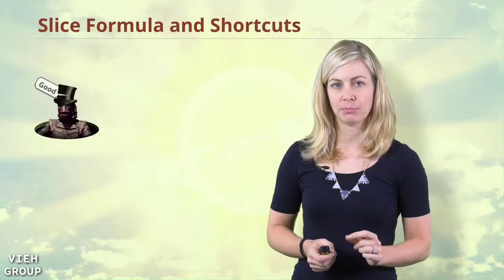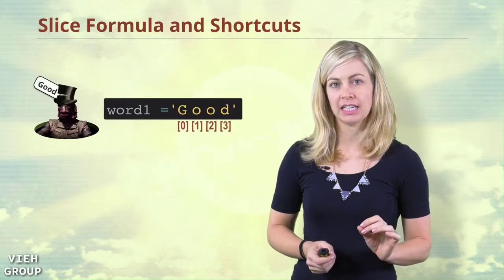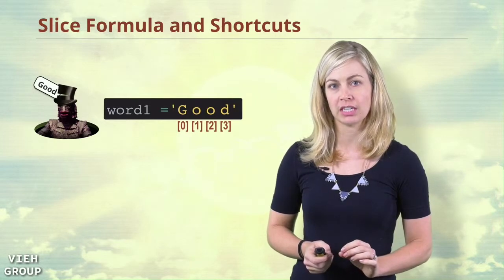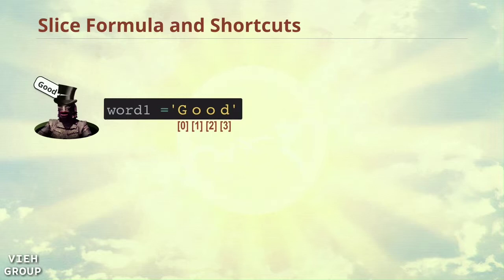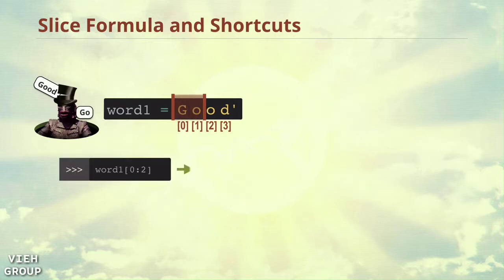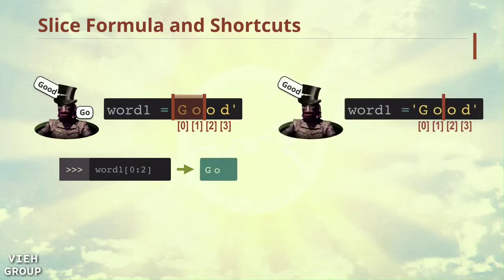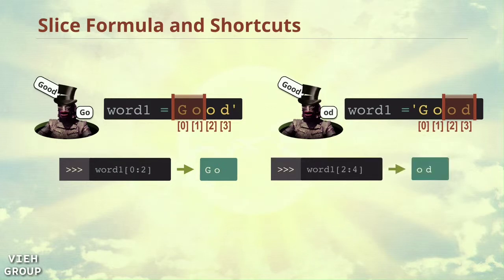Looking at some more examples, given the word good, the slice from index 0 to 2 returns the string GO. You can think of this as putting a marker before the 0 index and a marker before the 2 index, and that will return the string between the two markers, which is go. We can also do a string slice from index 2 to index 4, and that will return the string OD.